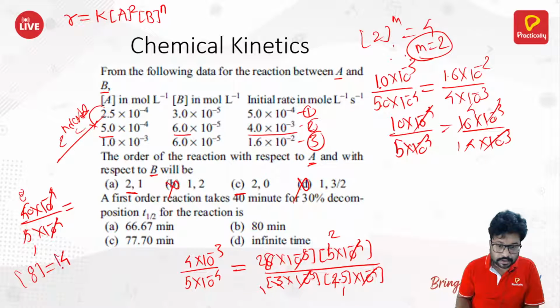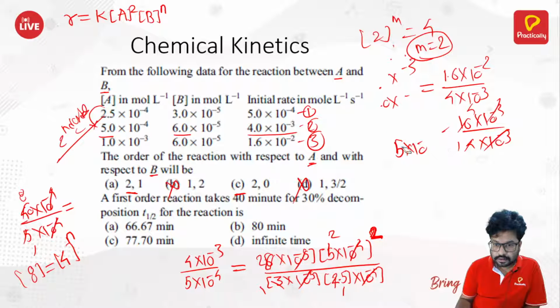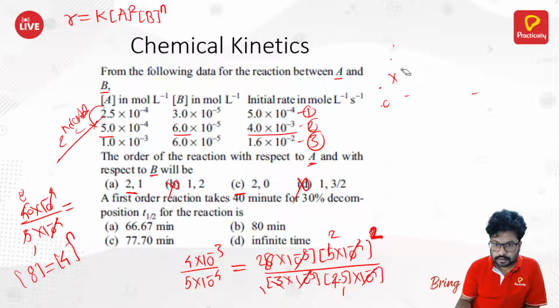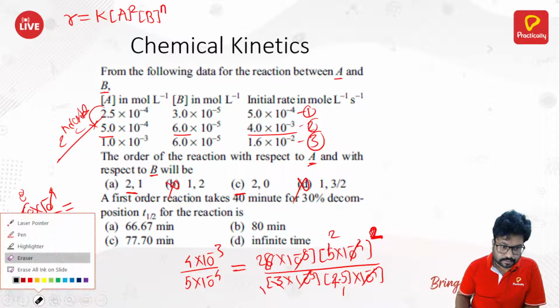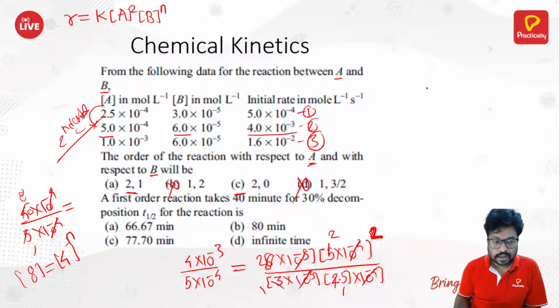4 raised to n. One more thing, the concentration of A has to be squared here, no? It has to be squared. So more, sorry, my bad. So let me have some space here. Yeah. So this is 8. We know that this is 8 on this side.